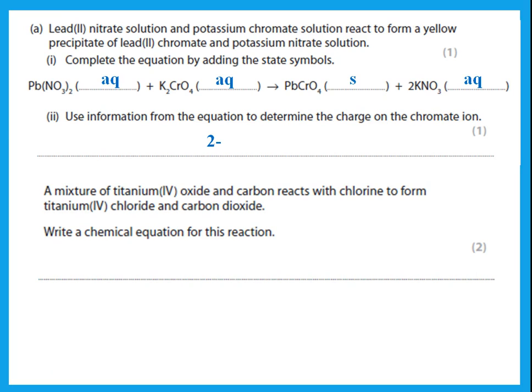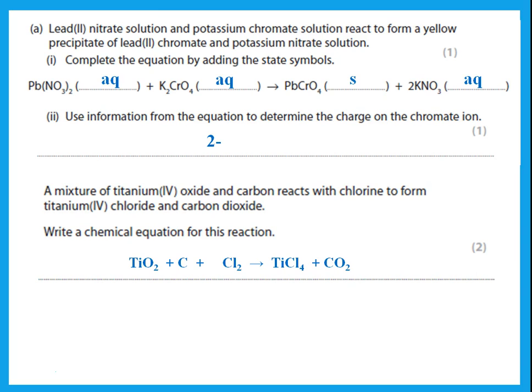A mixture of titanium 4 oxide and carbon reacts with chlorine to form titanium 4 chloride and carbon dioxide. How are you going to write that? Titanium 4 oxide. How did we write titanium 4 oxide? Titanium 4 means that the valency of titanium is 4. So I'm supposed to write 4 under the O, not 2. But then the valency of oxygen is 2. So actually it should be Ti2O4. But if this is 2 and this is 4, I can simplify them to 1 to 2. So that is why we wrote TiO2.